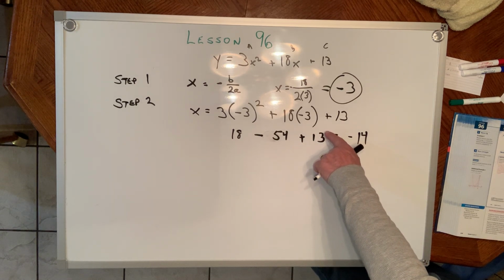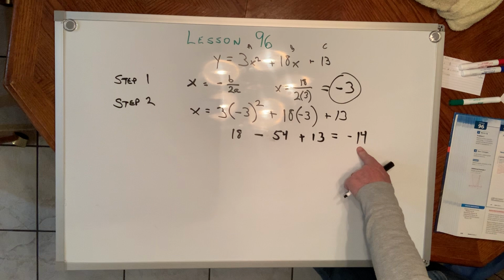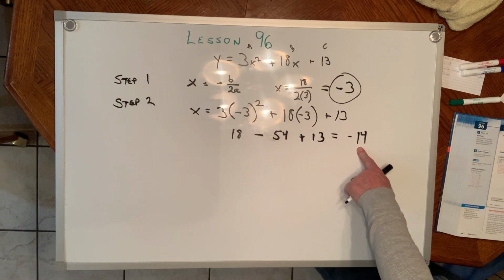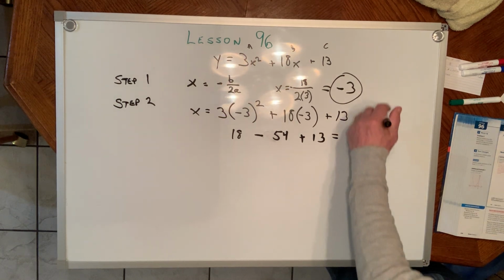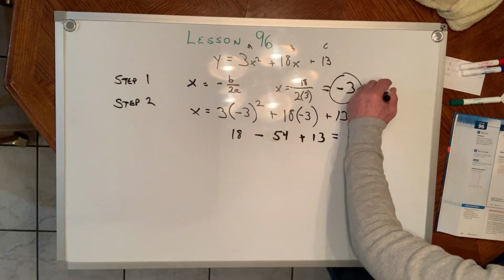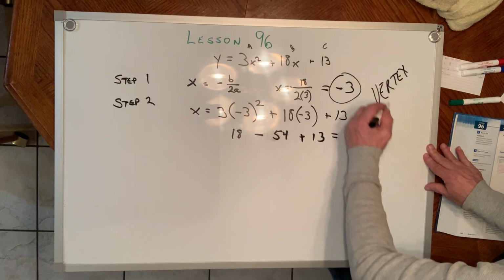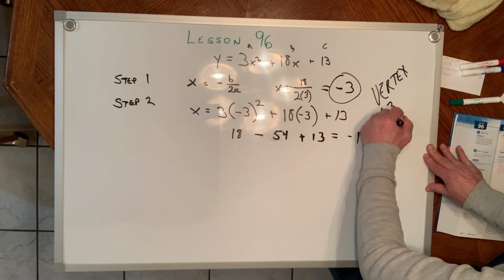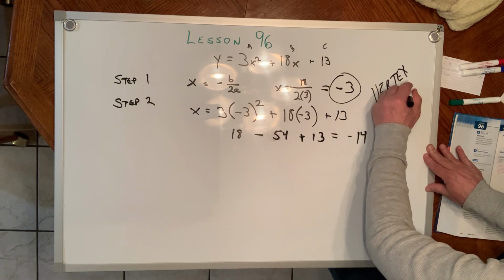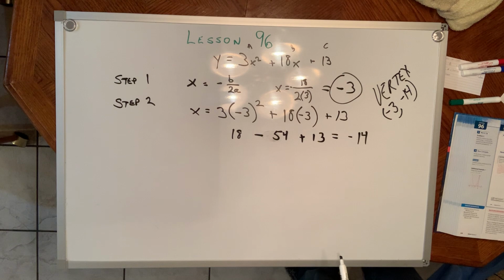Okay, you get all that proper, it should come out to negative 14. All right, so now what is our vertex? Our vertex is negative 3, negative 14. That looks like it's going to be a big graph right there, huh? Okay. All right.